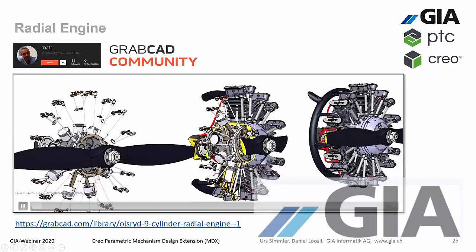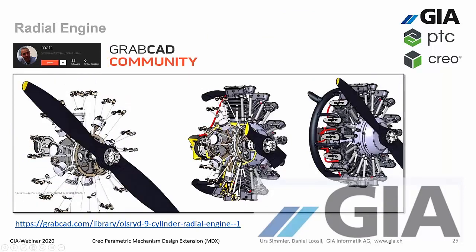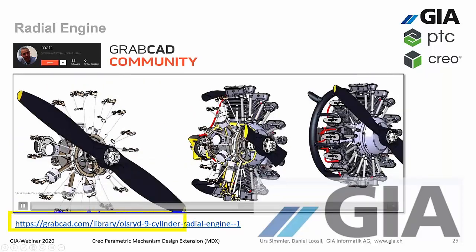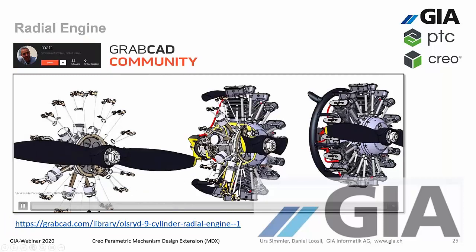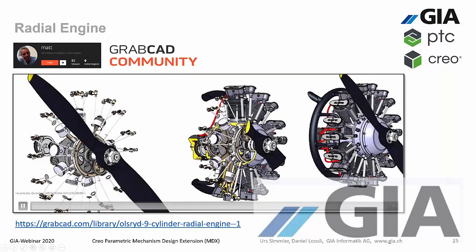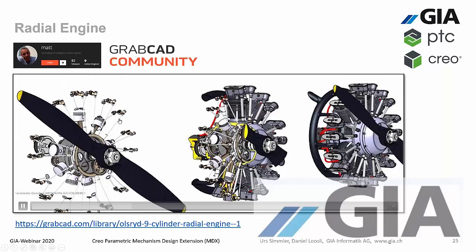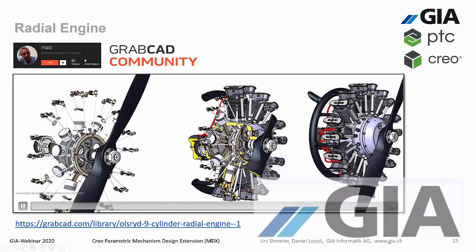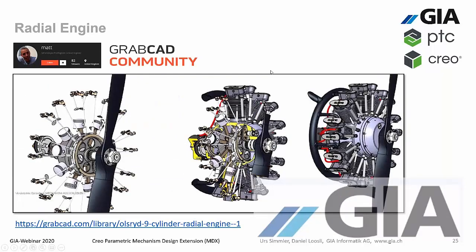I grabbed that from a community called GrabCAD. Here under this link you'll find a very, very detailed radial engine from a user called Matt, and if you're a member of GrabCAD you also can download it. So the movement, the mechanism, everything is modeled in this data, and you really will be astonished what kind of work is behind that mechanism.